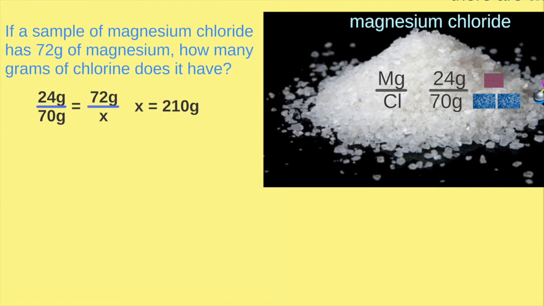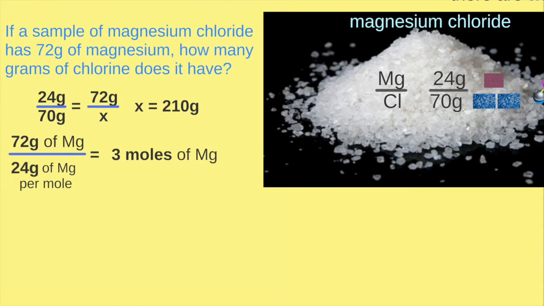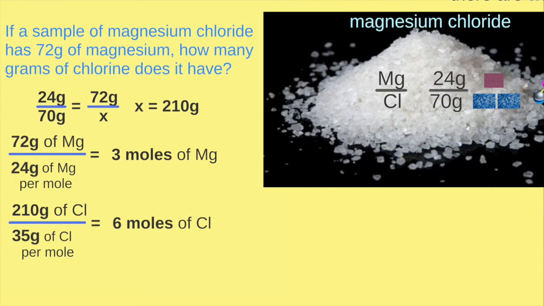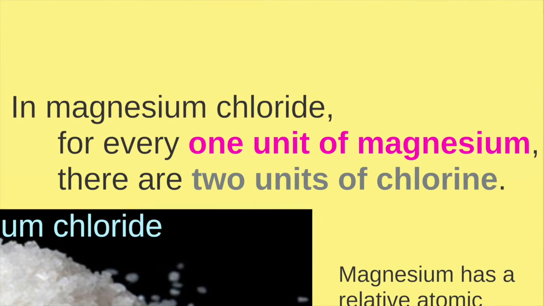Now let's look at what this tells us. We have 72 grams of magnesium, and we know that there are 24 grams of magnesium per mole. If we divide this, we determine that we have 3 moles of magnesium. We also have figured out that we have 210 grams of chlorine, and we know that there are 35 grams of chlorine per mole. So if we divide this, we determine that we have 6 moles of chlorine. Sure enough, we have twice as many chlorine atoms as magnesium atoms, which corresponds to our constant ratio that in magnesium chloride, for every 1 unit of magnesium, there are 2 units of chlorine.